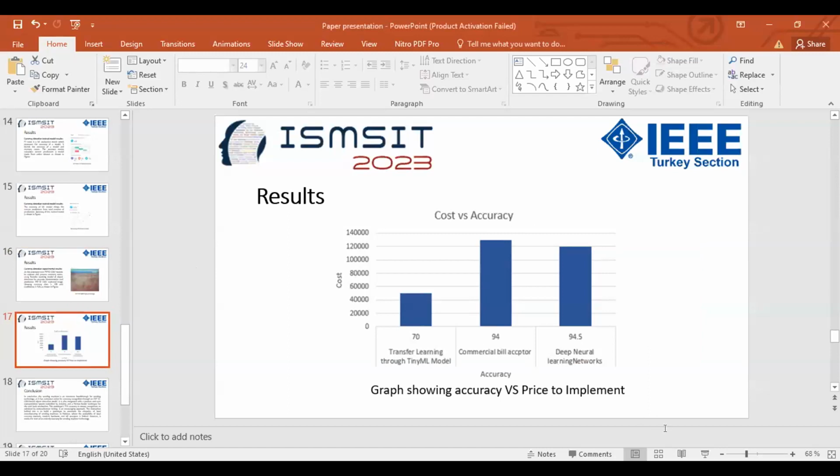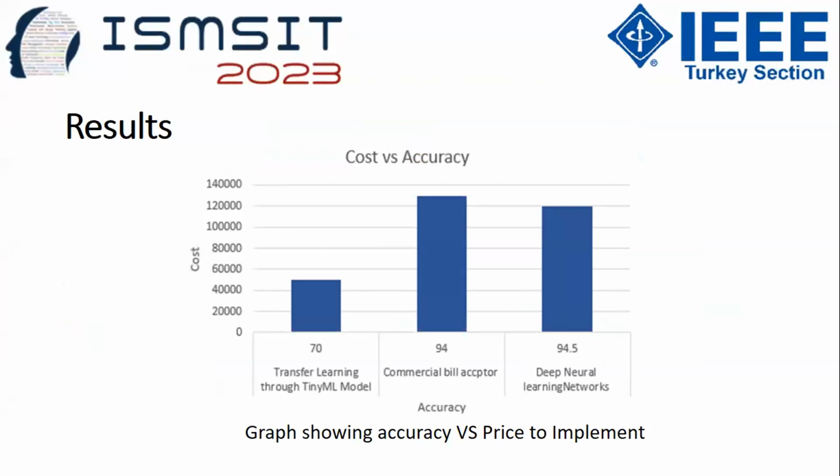So this is the thing. We have designed the transfer learning through a TinyML model whose accuracy is more than 70%, and the commercial bill acceptor accuracy is 94%. But it's an initial approach, and we want to go to a deep neural learning network, whose accuracy is 94.5%, and whose cost will also be lower than the commercial bill acceptor.